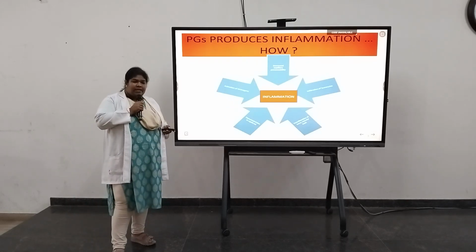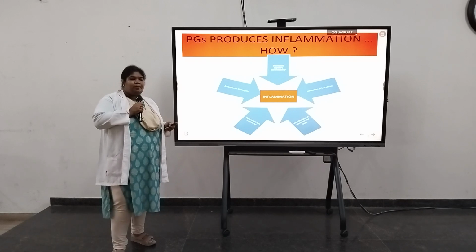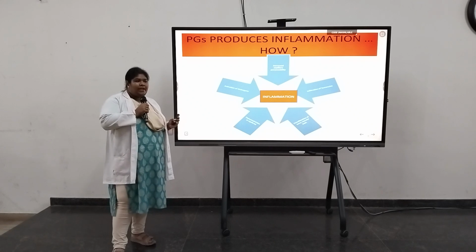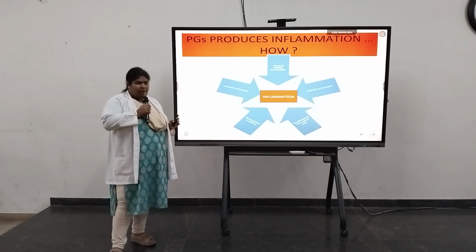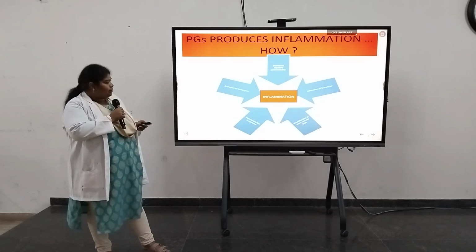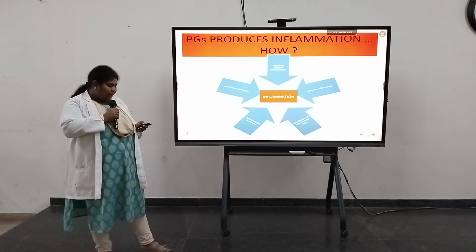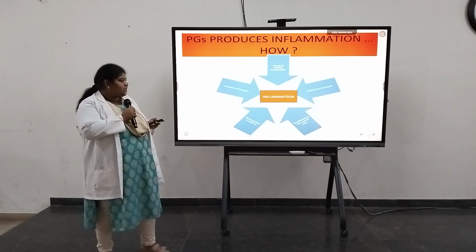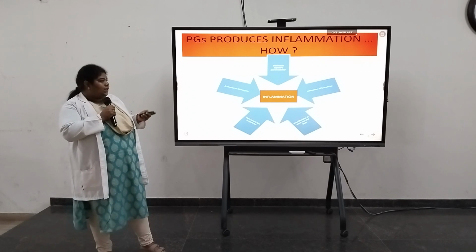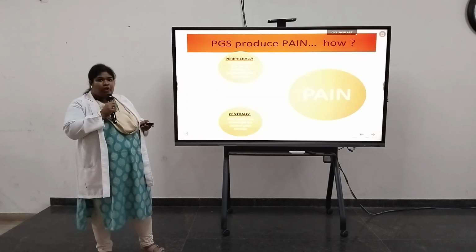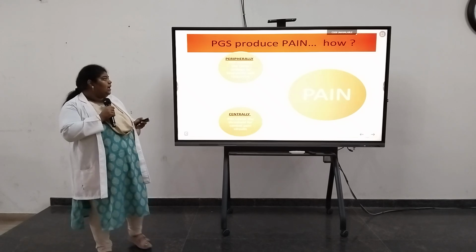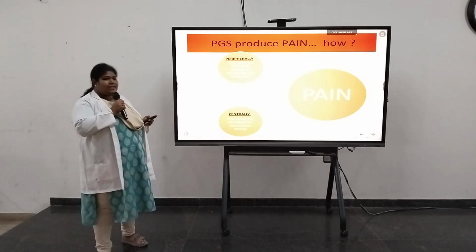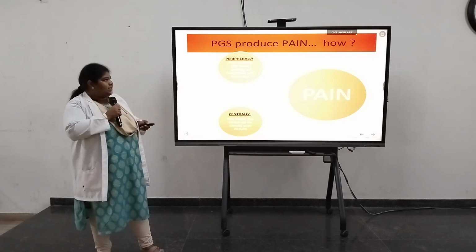We need to know how prostaglandins induce fever, pain, and inflammation. Prostaglandins are involved in three main functions: inducing fever, pain, and inflammation. How does prostaglandin induce inflammation? Prostaglandin increases capillary permeability, and causes infiltration of leukocytes and activation of kininogens and various inflammatory factors, which leads to inflammation. Coming to pain, how does prostaglandin induce pain? These prostaglandins act both centrally and peripherally. Prostaglandin sensitizes your nerve endings, and they produce pain sensation.